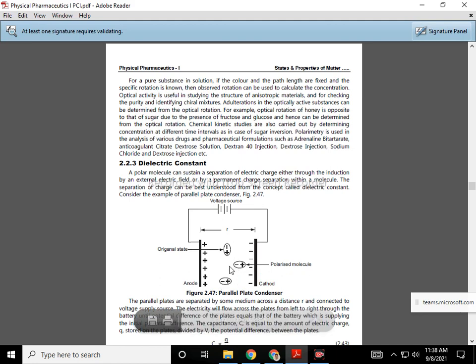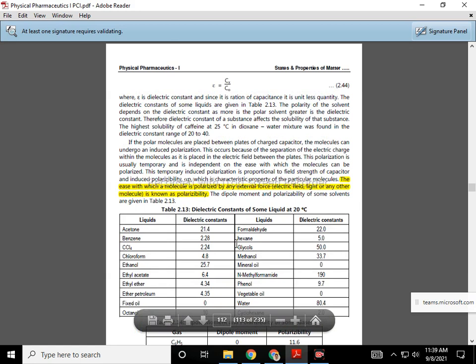But what is happening with the water? Originally it is already polarized. Water is originally a polarized molecule, so very quickly we get this kind of alignment for all the water molecules. From that we can guess that water is a highly polarized molecule.